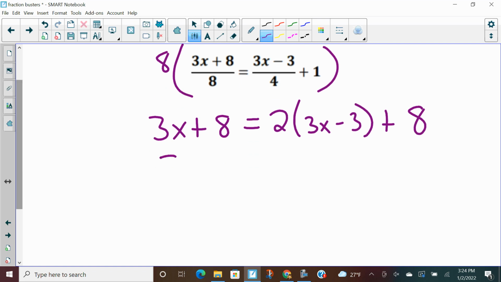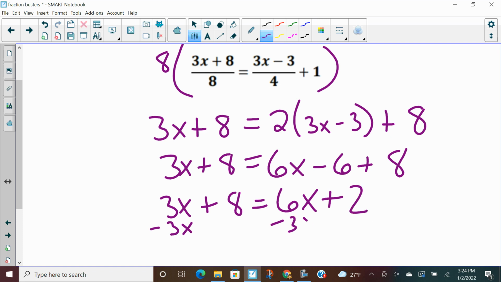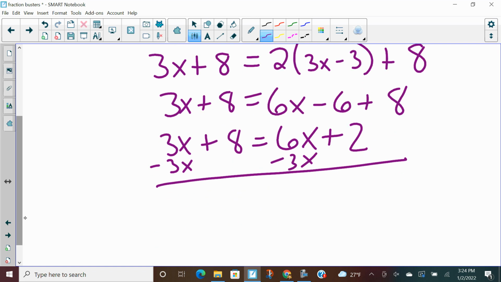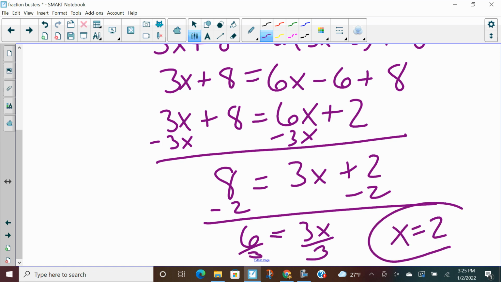3x plus 8 equals 6x minus 6 plus 8. 3x plus 8 is going to equal 6x plus 2. Subtract 3x from both sides. I get 8 equals 3x plus 2. Minus 2, minus 2. I'm going to get 6 divided by 3. X ends up equaling 2.